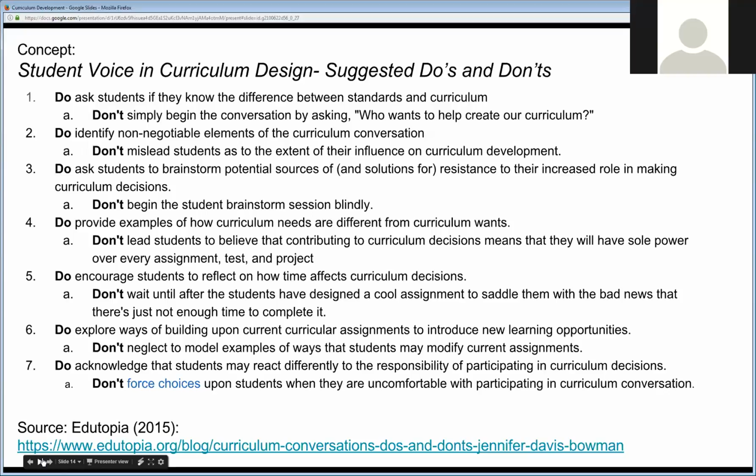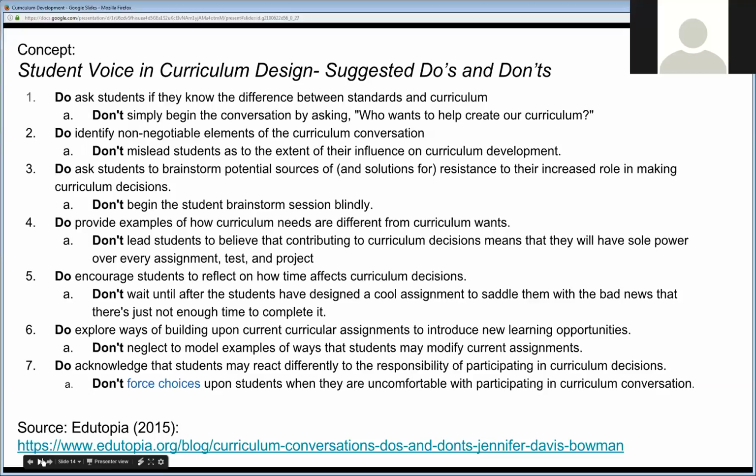But don't mislead students about the extent of their influence on curriculum development. Do ask students to brainstorm potential sources and solutions for resistance to their increased role. Don't make students brainstorm blindly. What are we shooting for? And that link will take you to some best practices for facilitating brainstorming. Do provide examples. Don't believe that they'll have the sole power, that they get to pick everything they do.